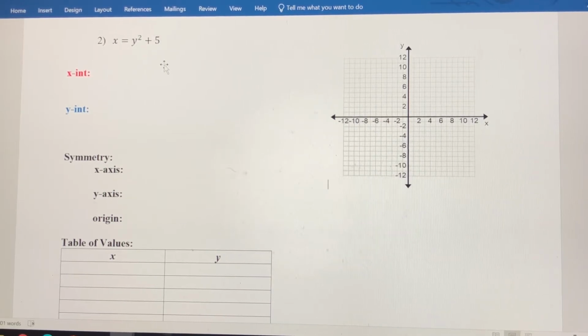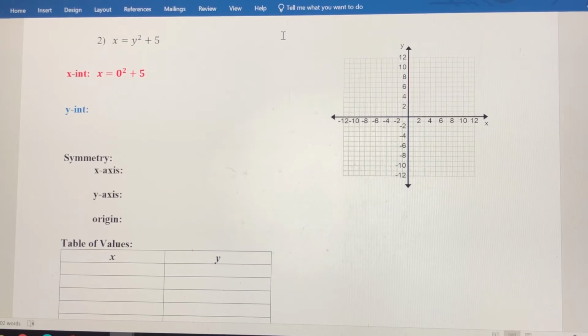So first thing I want to do is find the x-intercepts. Remember, to find the x-intercept, we're going to set y equal to 0. That's going to give us x equals 5 as my only x-intercept.